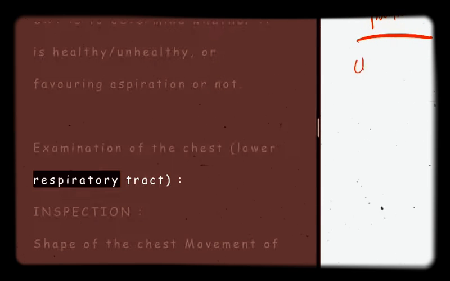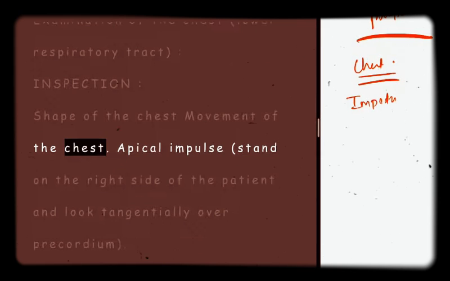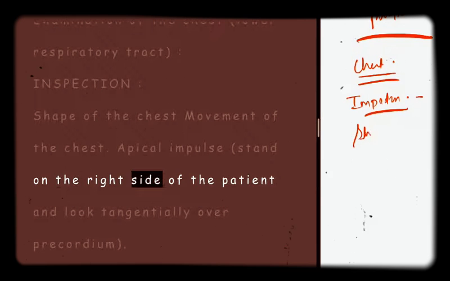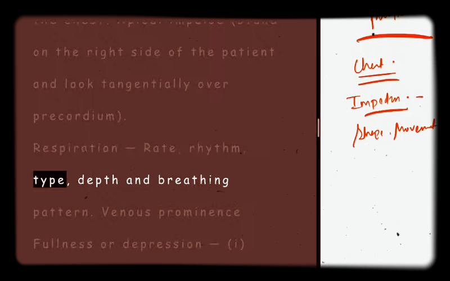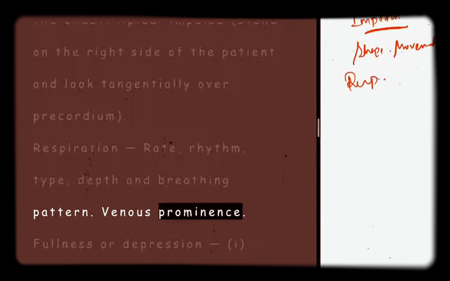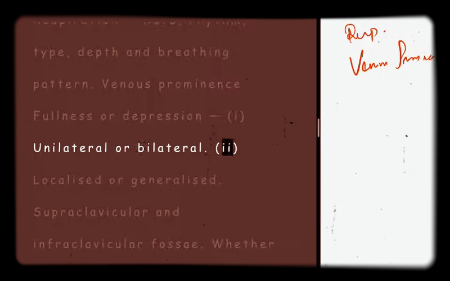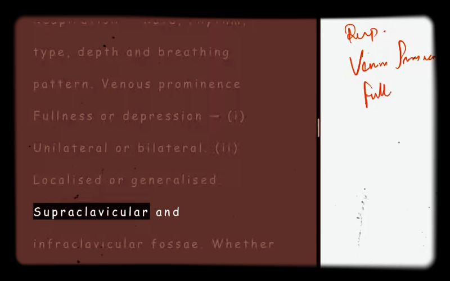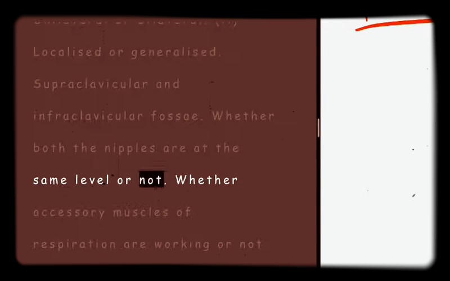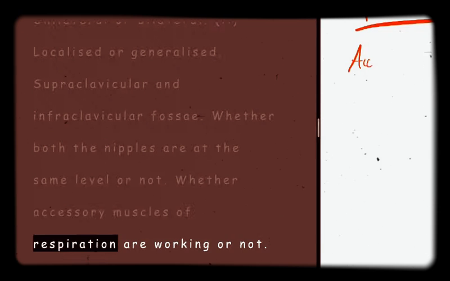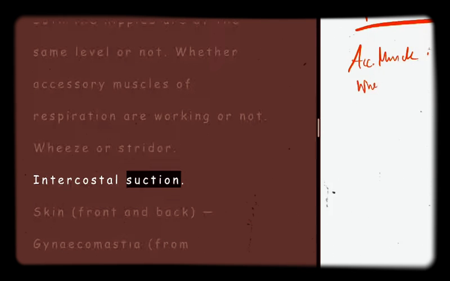Examination of the chest, lower respiratory tract. Inspection: shape of the chest, movement of the chest. Apical impulse: stand on the right side of the patient and look tangentially over the precordium. Respiration: rate, rhythm, type, depth, and breathing pattern. Venous prominence. Fullness or depression: unilateral or bilateral, localized or generalized, supraclavicular and infraclavicular fossae. Whether both nipples are at the same level or not. Whether accessory muscles of respiration are working or not. Wheeze or stridor. Intercostal suction.